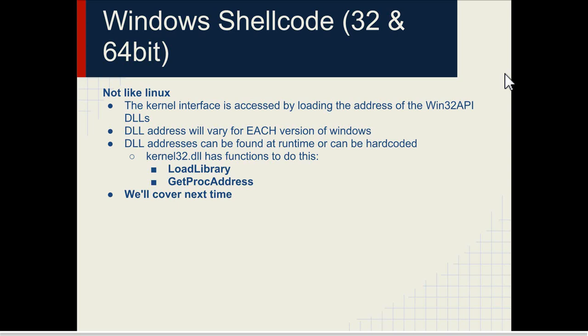Now, when dealing with Windows, we're going to cover this mostly next time. As we discussed previously, you can't just call the Windows NTDLL system calls. You have to use the Win32 API. So basically, you have to load the address of the Win32 API DLLs. These addresses will vary for each version of Windows, so Windows XP Service Pack 1 versus Service Pack 2 versus 3, and then Vista, 7, 8, etc. These DLL addresses can be found at runtime, or they can be hard-coded. The kernel32 DLL part of the Win32 API has functions to find these things at runtime, specifically LoadLibrary and GetProcAddress. I hope to have an example of this next time.